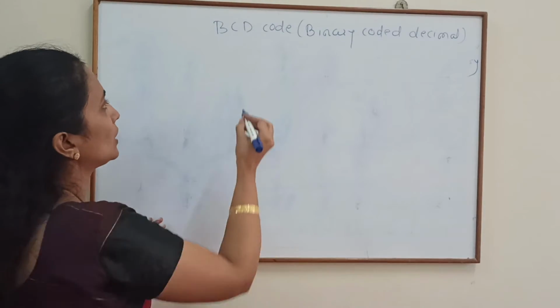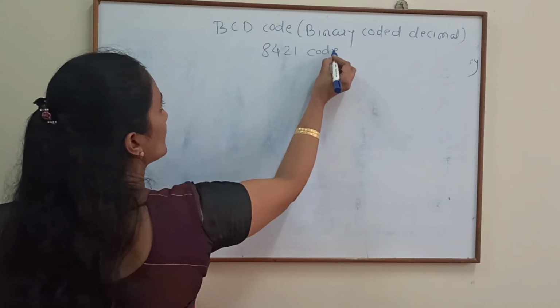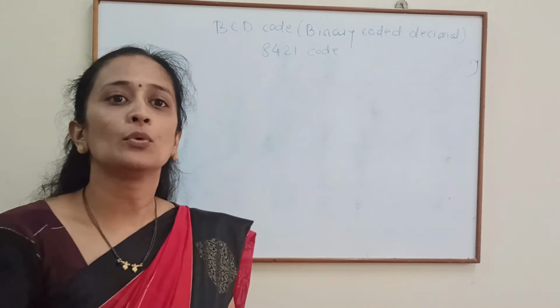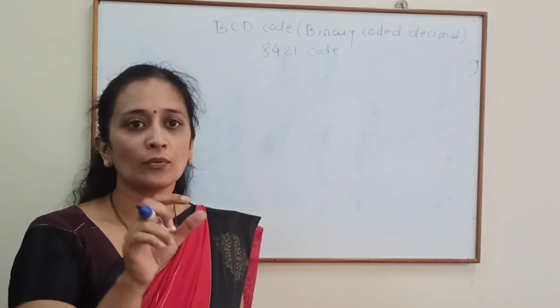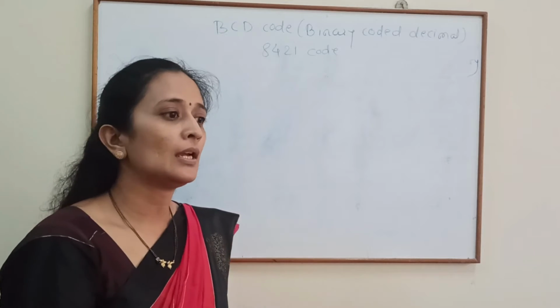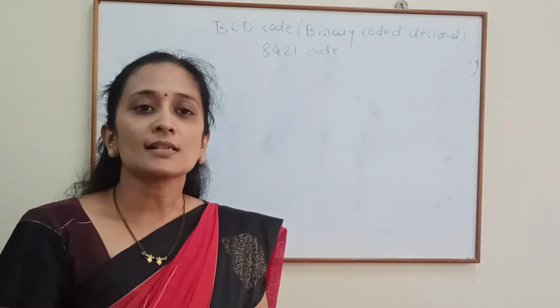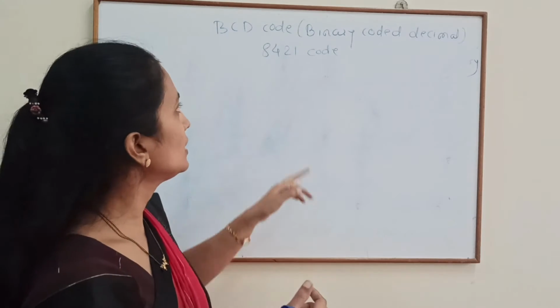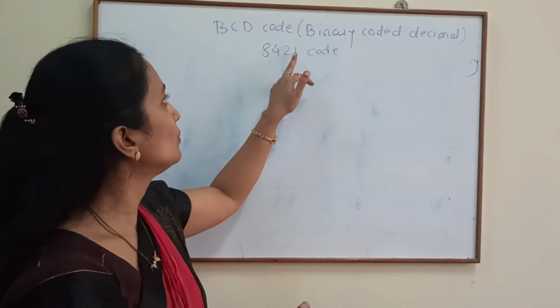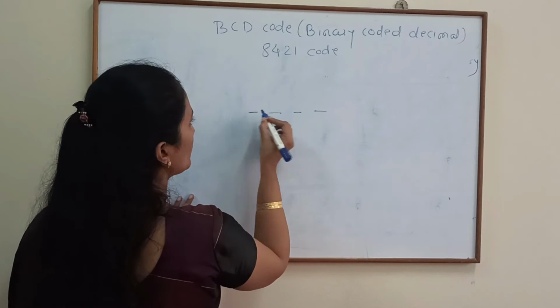They are again called as a 8421 code. Why it is called as a 8421 code? Because they are weighted number system. They are of type weighted number system, and this BCD code is in the form of 4 bit, and each bit is having weight 8421. Like this, they are in the form of 4 bit.